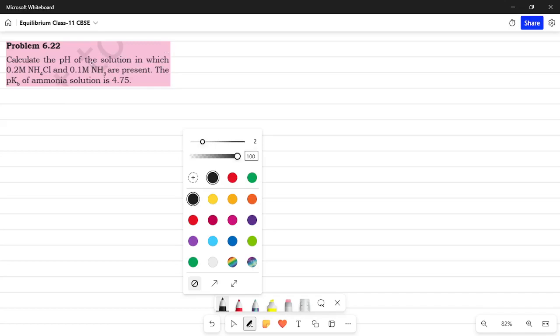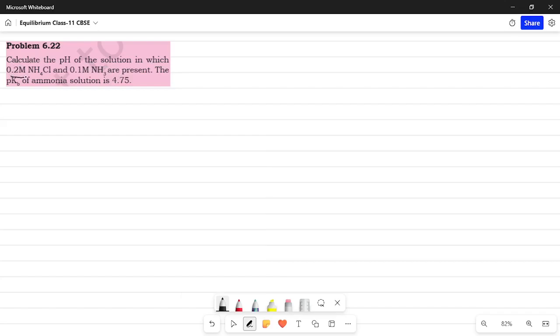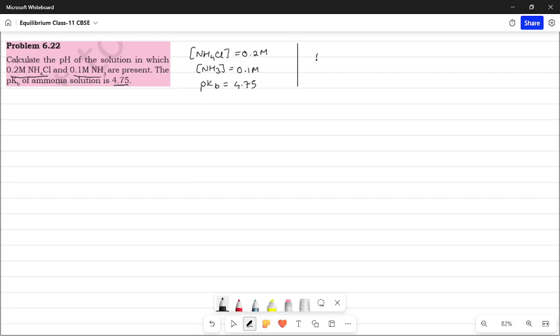So 6.22. Calculate the pH of the solution in which 0.2 molar NH₄Cl and 0.1 molar NH3 are present. The pKb of ammonia solution is 4.75. So we have been given the initial concentration of NH₄Cl, which is equal to 0.2 molar. Concentration of NH3 is equal to 0.1 molar, and we've been given the pKb for ammonia is 4.75. So what do we need to do? We need to calculate the pH.